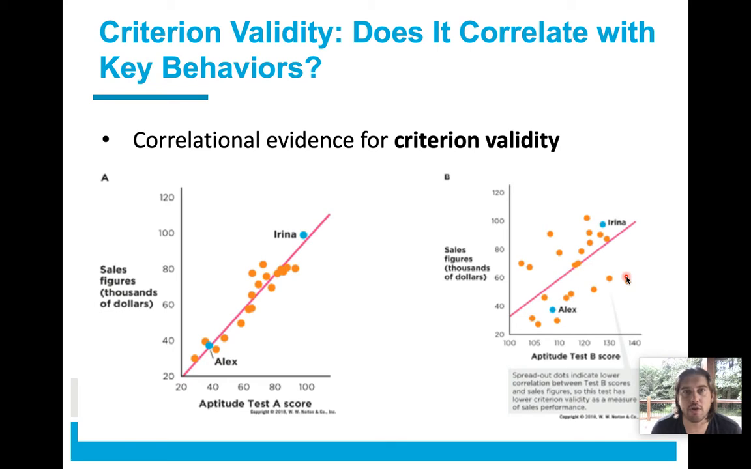This is becoming an issue in higher education, especially in graduate school and even in undergraduate school as well. You usually have to take entrance exams like the SAT or the GRE in order to get into undergrad or graduate school. And some people are calling into question the criterion validity of those tests, meaning just because someone scores poorly on the SAT does not necessarily mean that they will do poorly in college.